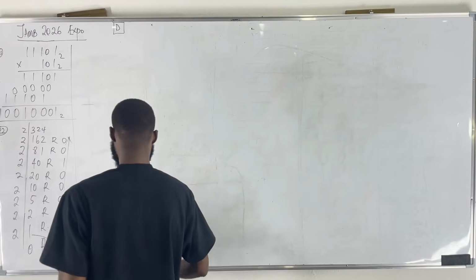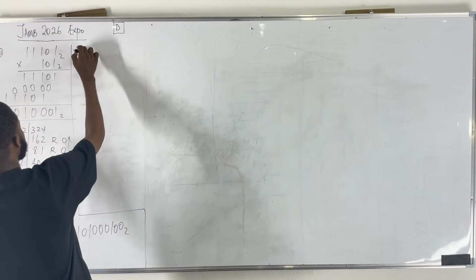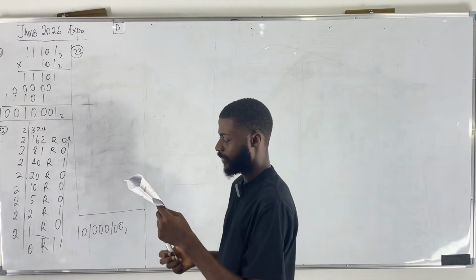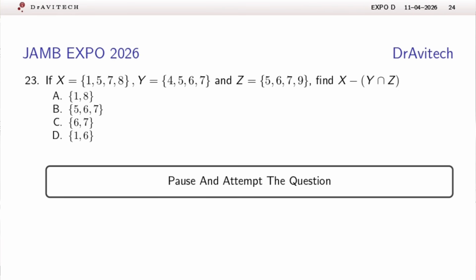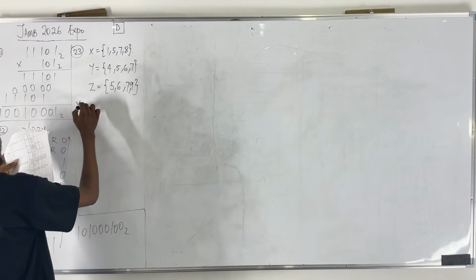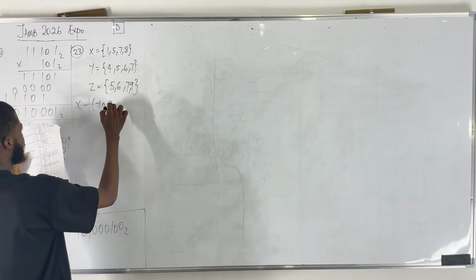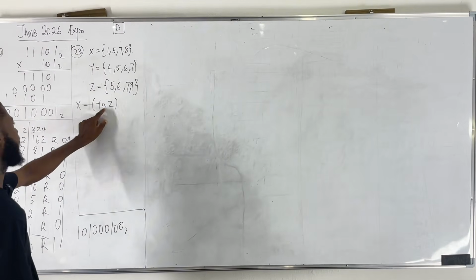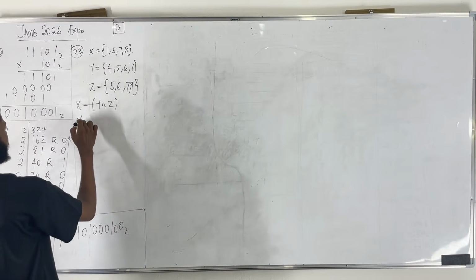The next one will become question 23. Question 23 says, if x is equal to 1, 5, 7, 8, y is 4, 5, 6, 7, then z is 5, 6, 7, 9. We are to find x minus y intersection z. So first of all, what is y intersection z? Let's find y intersection z first.